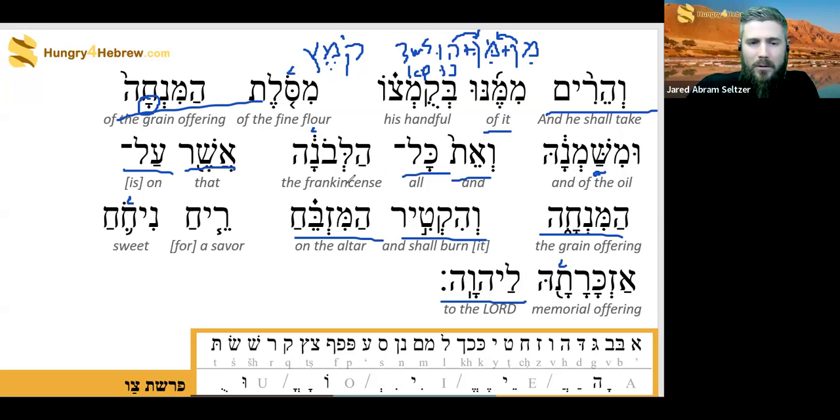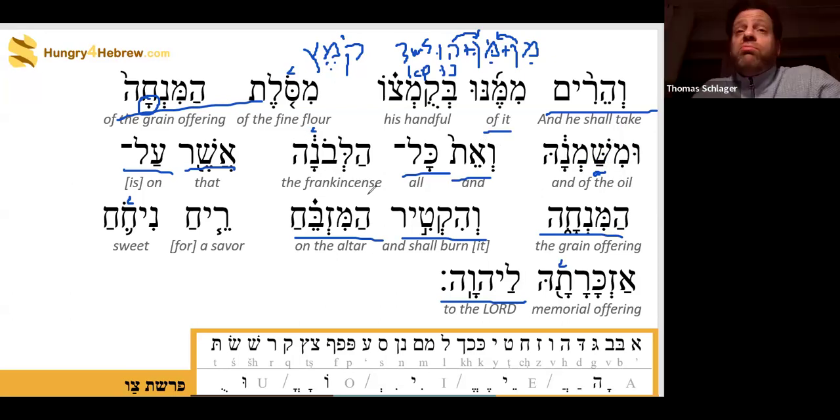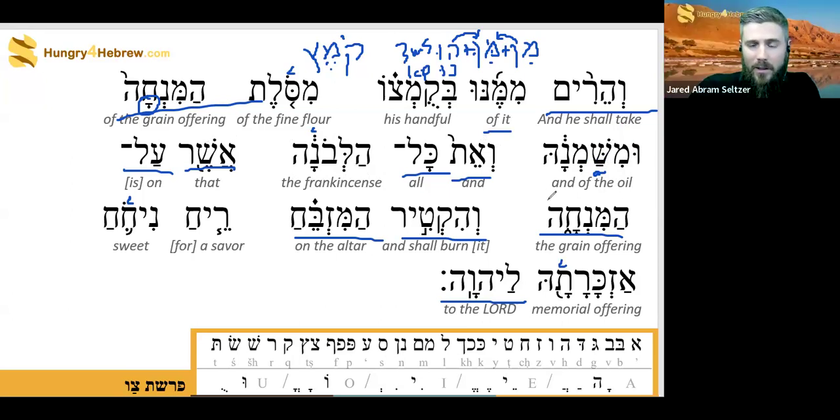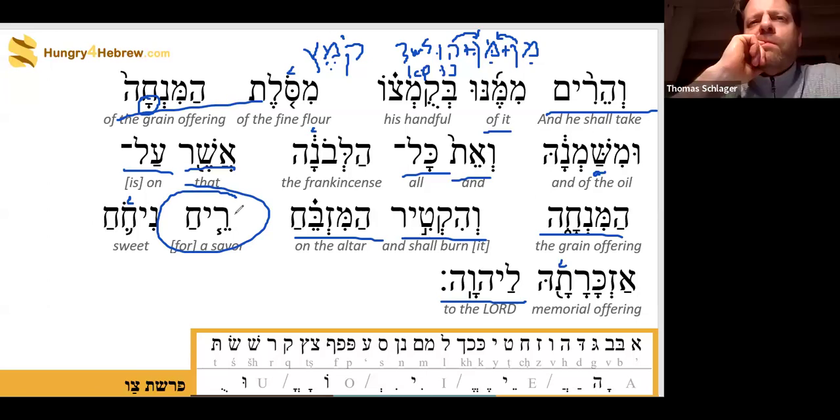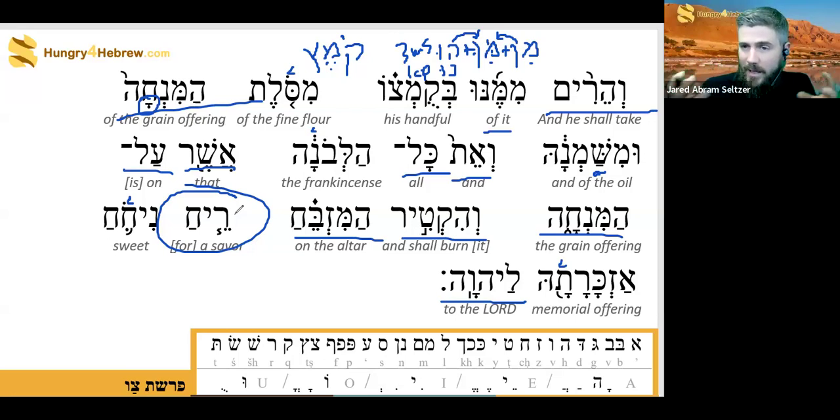Ve'et kol halevona, which is frankincense, asher al hamincha, which is on the grain offering, vehiktir hamizbeach, reach nichoach. When you read this, you read it as ruach because that's a word we're very familiar with. Is it related to this? Yes. Remember, ruach originally is either wind or breath, and it isn't until later on that theology decides that there's this thing called a spirit and everything that entails. The original meaning of the word was rather concrete. Well, I realize the irony there because wind is not concrete, but never mind. It's something that has an observable meaning. So reach is related to ruach.